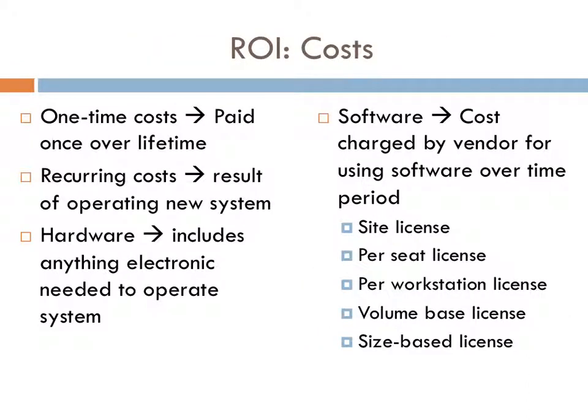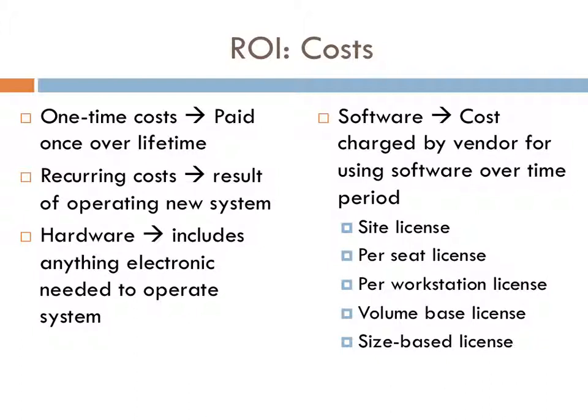There are two major types of costs. There is a one-time cost, which is paid once over the lifetime. An example might be purchasing a system from the vendor. Then there are recurring costs, which are the result of operating the new system. They are often part of the operating costs of a project or the purchases. An example would be paying additional staff to help operate the new PACS system, such as a PACS administrator.